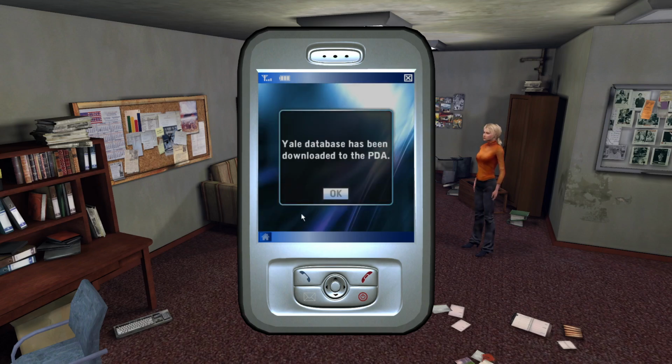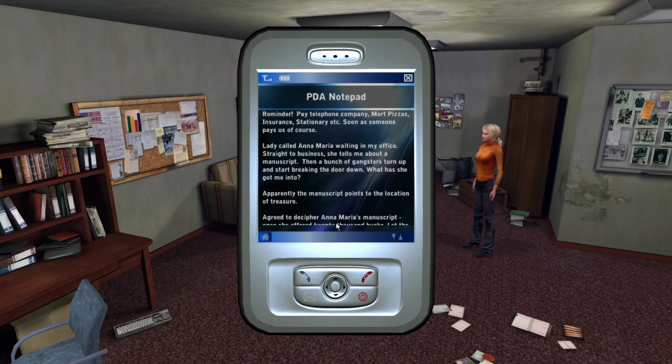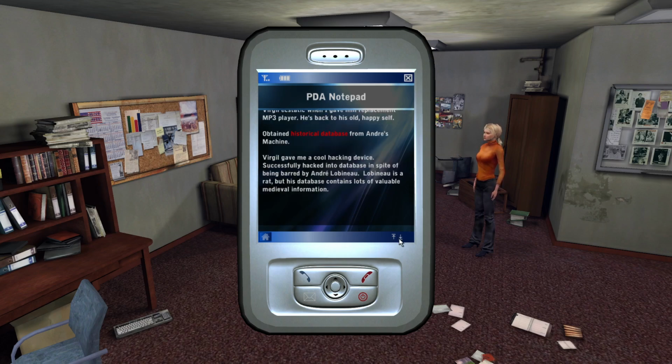Server has been hacked. Yale database has been downloaded to the PDA. Okay, here we go. Reminder, pay telephone company, Mort Pizzas, insurance, stationery, etc. Soon as someone pays us, of course. Lady called Anna Maria waiting in my office, straight to business. She tells me about a manuscript, then bunch of gangsters turn... Oh, this is just the notepad.